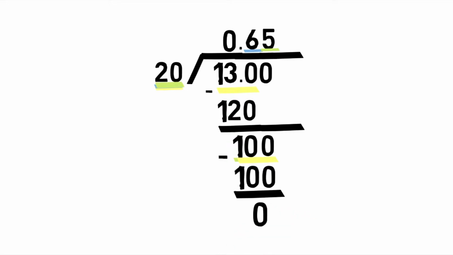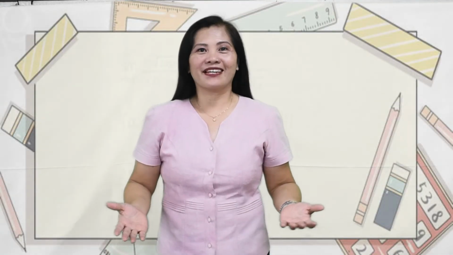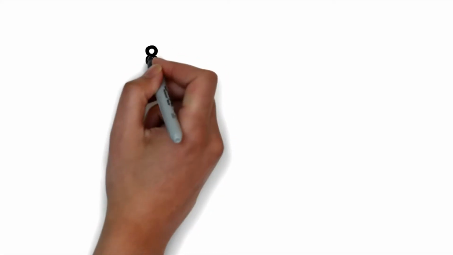Do we still continue the process? You're right. We end up here since the remainder is already 0. The decimal quotient is 65 hundredths, and this is called terminating decimals. There are times that the division process never ends, no matter how many zeros we annex to the dividend.